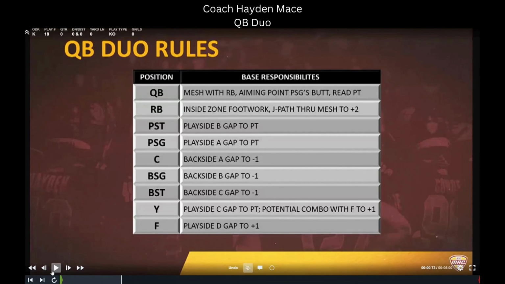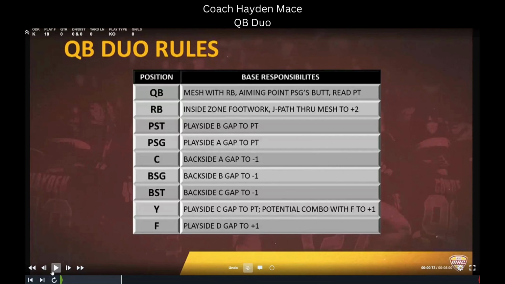Running back coming through the mesh with inside zone footwork, looking to J path through the mesh to get to +2. There are some times where the defense will move play side, overplay to the play side, and the back will actually insert and not end up blocking +2 just based off of defensive movement. Backs absolutely cannot be robots. They got to almost execute it as if they were the ball carrier.